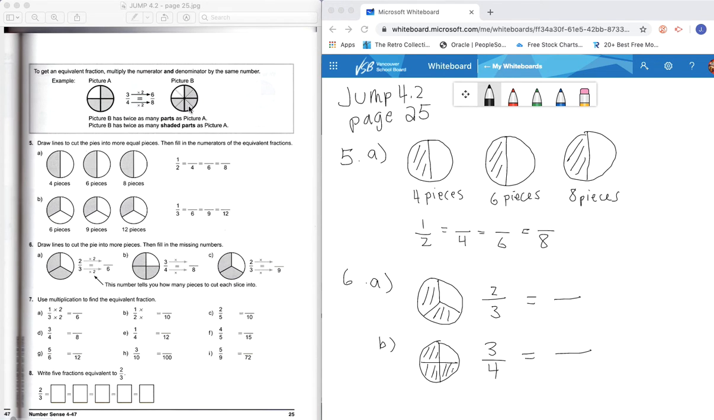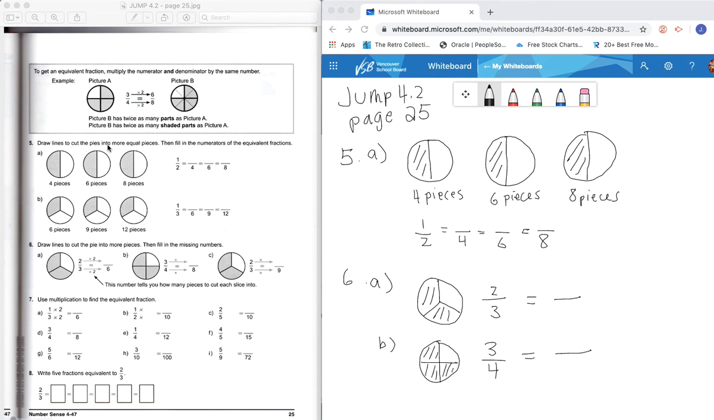And then you'll see 2 dotted lines cutting each piece further into 2. So now instead of 4 parts, there are 8 parts. Okay, and then there's 2, 4, 6 slices shaded. So you can see that 3 times 2 equals 6, 4 times 2 equals 8. So both the numerator and the denominator have been multiplied by the same number to get the equivalent fraction you see here.